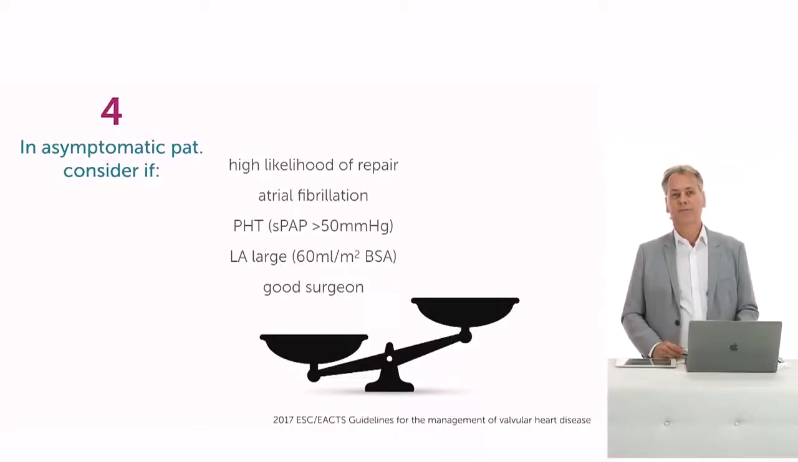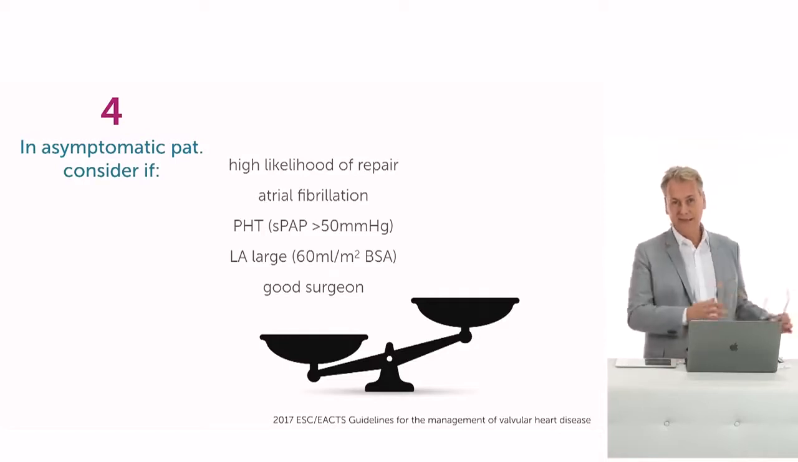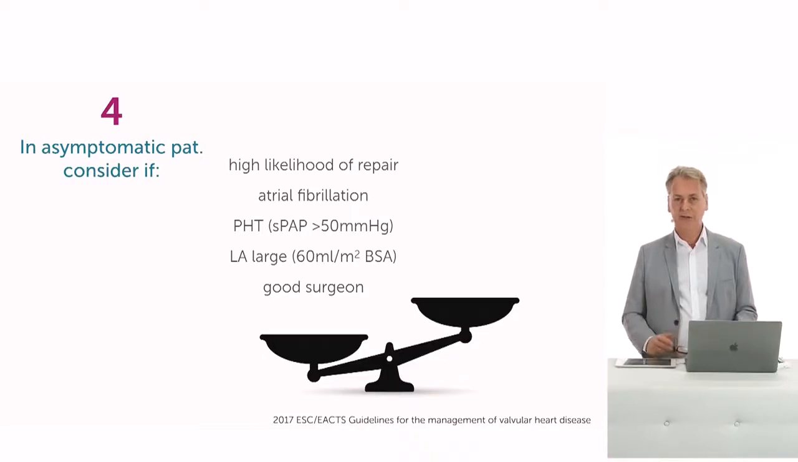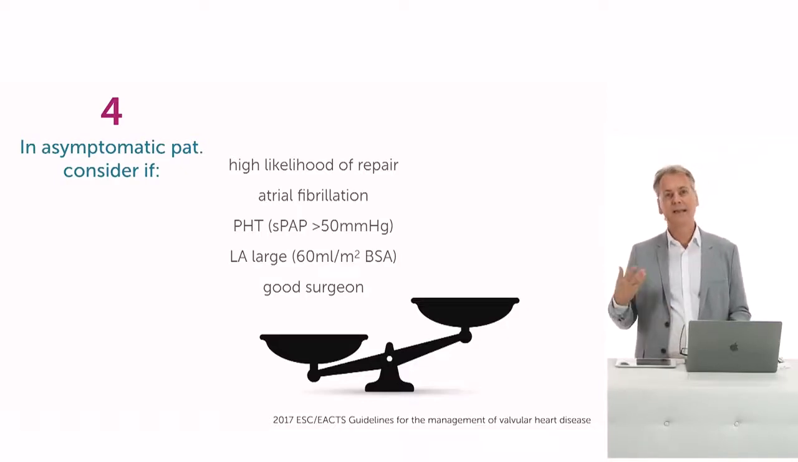Rule number 4, if a patient is asymptomatic and the criteria I just mentioned are not met, there are some, I would say, soft criteria which also point to the direction of some form of intervention. First of all, you have to have a high likelihood of successful repair. If patients have atrial fibrillation, then they also might be candidates because it shows that the atria are now being stretched and the likelihood that they would remain in atrial fibrillation if they're not operated is increasing.